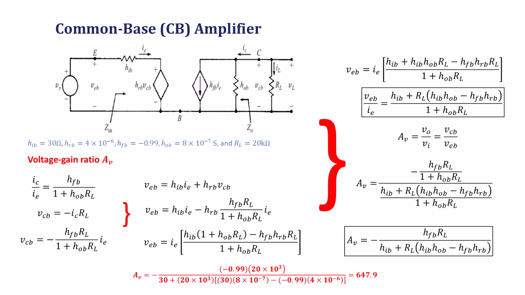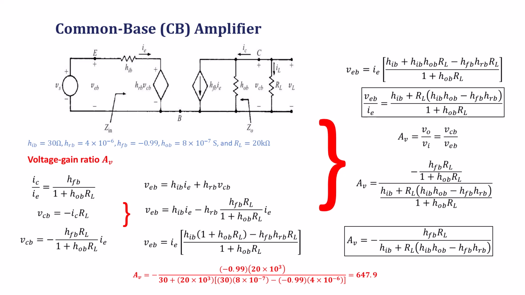Next, let's find the voltage gain ratio, AV. We already know that IC over IE equals HFB over 1 plus HOBRL and that VCB equals negative IC times RL. Substituting the first into the second gives us VCB equals negative HFBRL over 1 plus HOBRL, all multiplied by IE.